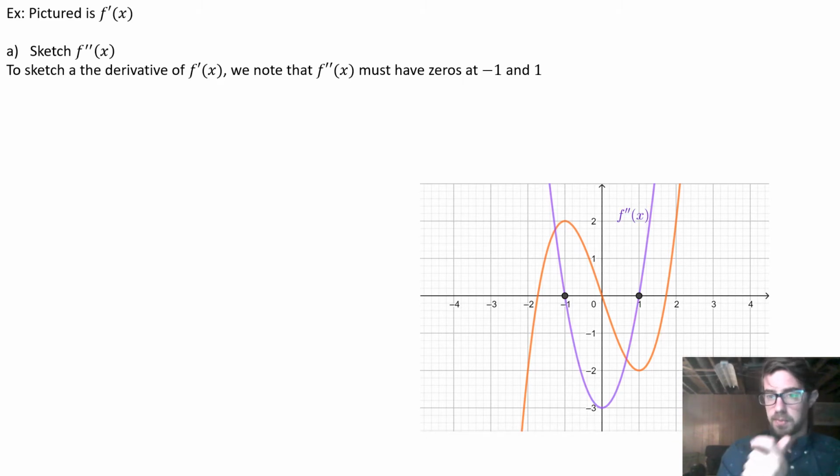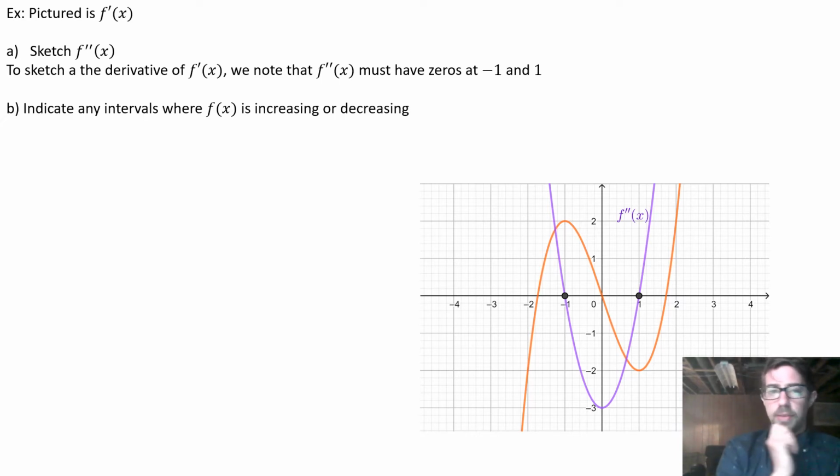And then you just make a note of the increasingness and decreasingness. So it's increasing up to negative 1, which means f double prime must be positive. It's decreasing between negative 1 and 1, which means f double prime must be negative. And then it's increasing again forever. So it has no choice but to look kind of like a parabola. That is a parabola. But your shape should be parabolic in nature, right? And it should be a right side up parabola. That's really the only possible way it can look. Okay, the purple graph is f double prime.